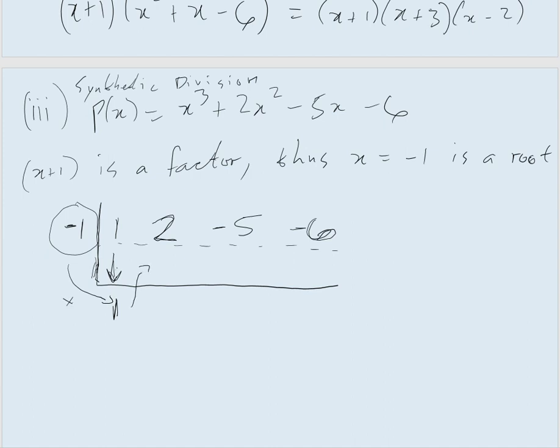And that's just 1. Then we take our solution, our root here, minus 1, and we multiply it with that number, and the solution goes in over there. So negative 1 times 1 just gives us negative 1. And then we add the top row and the bottom row. So positive 2 plus negative 1 is positive 1. Now we do the same thing. We take negative 1 times 1 over there, and we put our solution in this column. Negative 1 times 1 is negative 1. And now we add again. We say negative 5 plus negative 1, and this is negative 6.